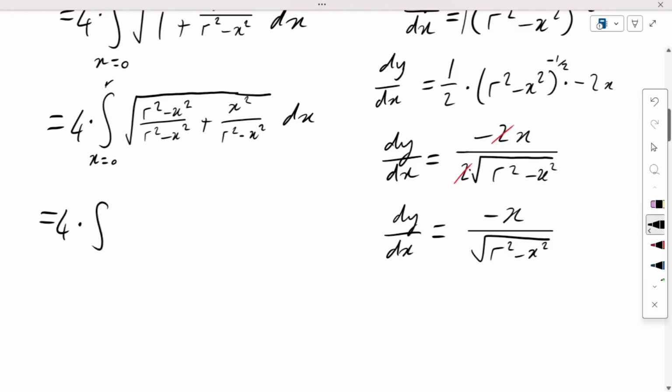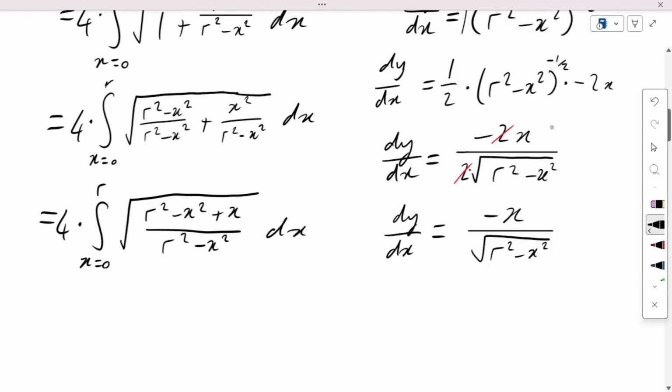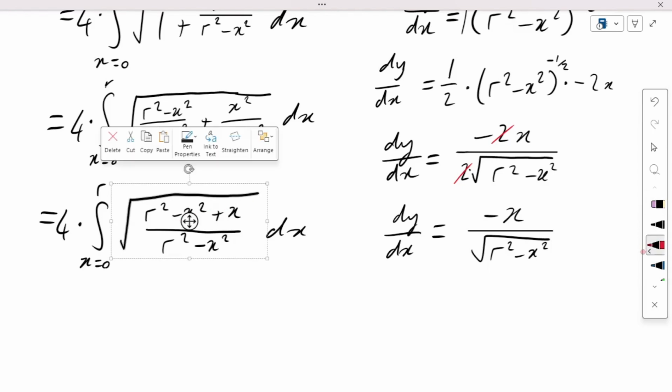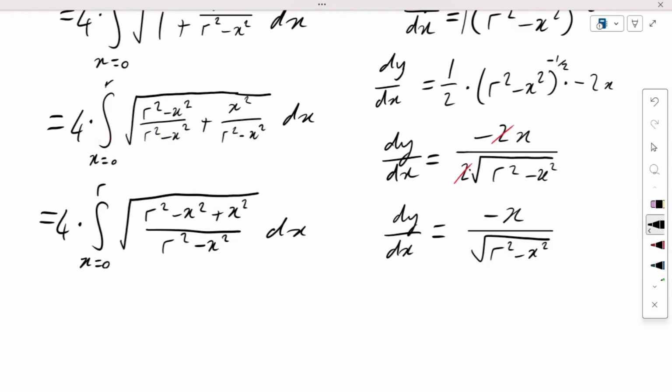So from here, 4 multiplied by the integral from x equals 0 to r. We are going to have the square root of, now we're going to put the fractions together, such that we get r squared minus x squared plus x squared, because of the plus here, all divided by r squared minus x squared, with respect to x. And what do we notice here? Before I cancel them out, let me write it properly. This is x squared. Now we can cancel these because it's negative x squared plus x squared. So we got rid of the x squareds by canceling them out.